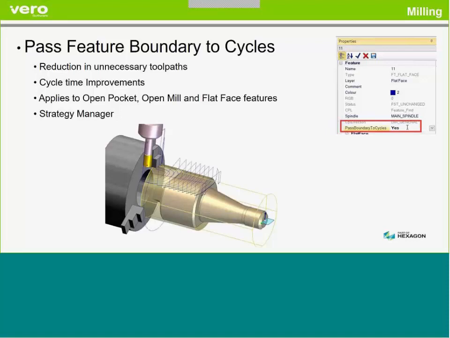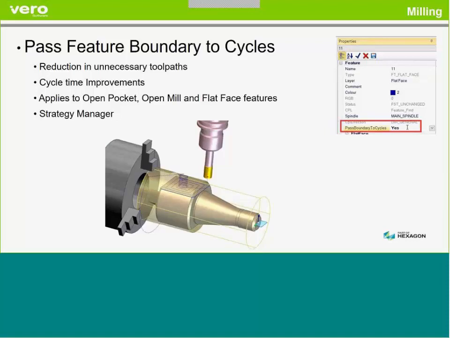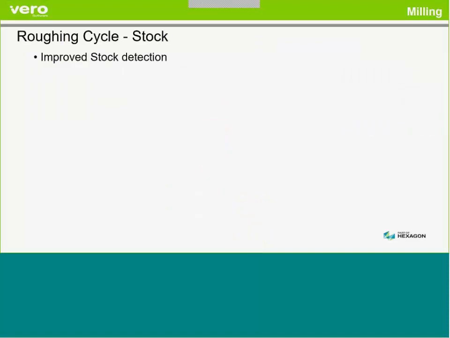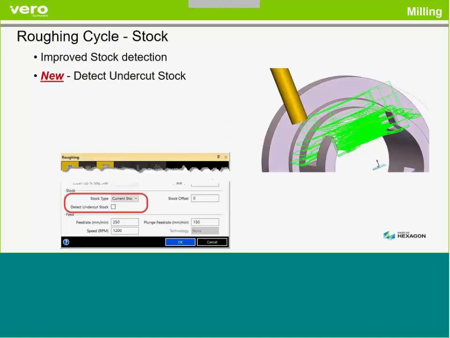This is the part that I'm going to demonstrate at the moment. We've got a good toolpath, but it's a little bit wasteful. We see the cuts around the back, and now we'll see this. We'll see that the cycle has now been nicely contained, because it's using the containment boundary on the feature. Another time-saving command is detect undercut stock, which you'll find inside the roughing cycle.